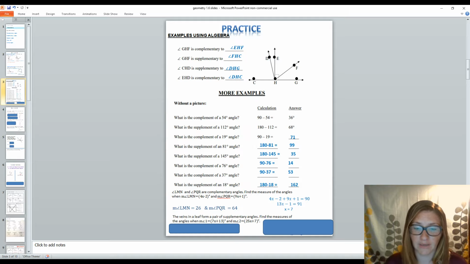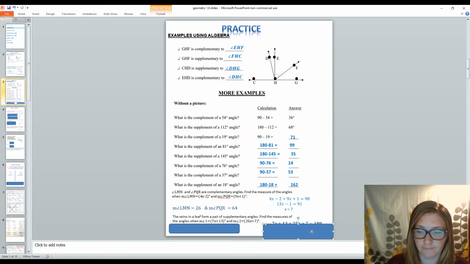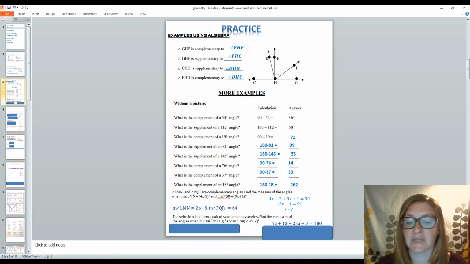All right, let's try the next one. The next one is very similar, so I would like you to pause your screen and try to set up your equation first, and then we'll go from there. All right, so your equation should be 7x plus 13 plus 25x plus 7 equals 180, because they're asking for a pair of supplementary angles. All right, so pause your screen, solve for x.